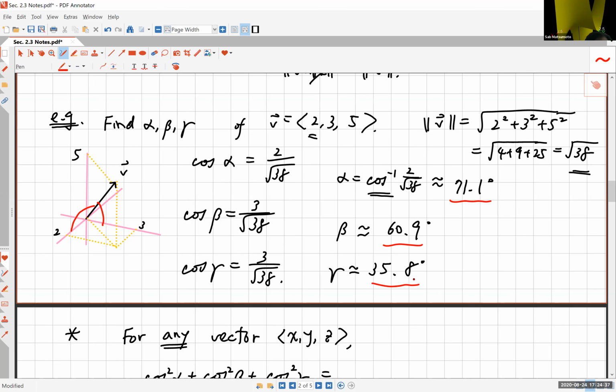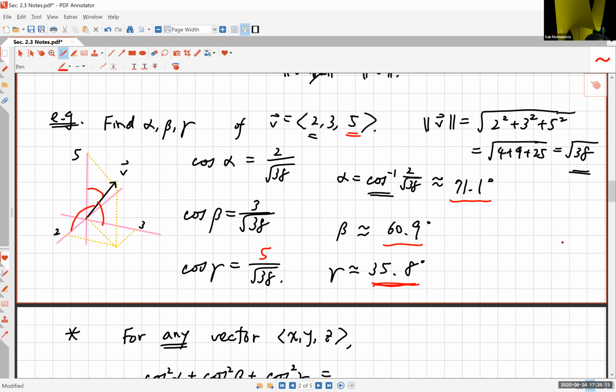And then for gamma, similarly, you do, oh, that's not correct. This is supposed to be 5. Because the z coordinate is 5, it's 5 divided by the square root of 38. That's the cosine of the angle gamma, and the inverse cosine will give you gamma as 35.8 degrees. That makes sense because 5 is bigger than 2 or 3, so this v should be closer to the z-axis. That makes gamma smaller than the others.